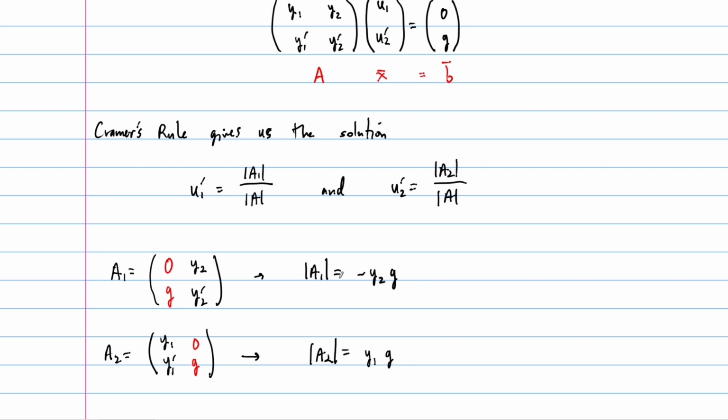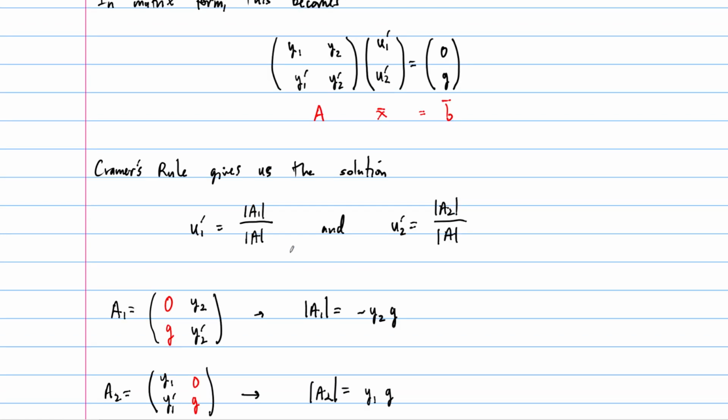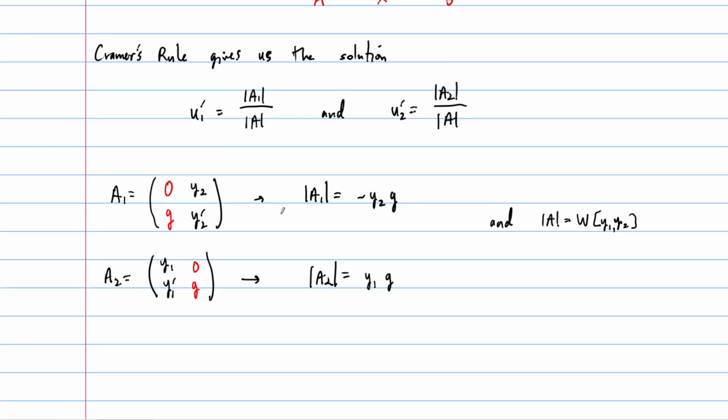Then, of course, what's the determinant of A? That's just the Wronskian. So this is our Wronskian function, which we already assumed at the very beginning was not 0, so we can divide by it. So we can definitely solve this system, at least formally, to this point.